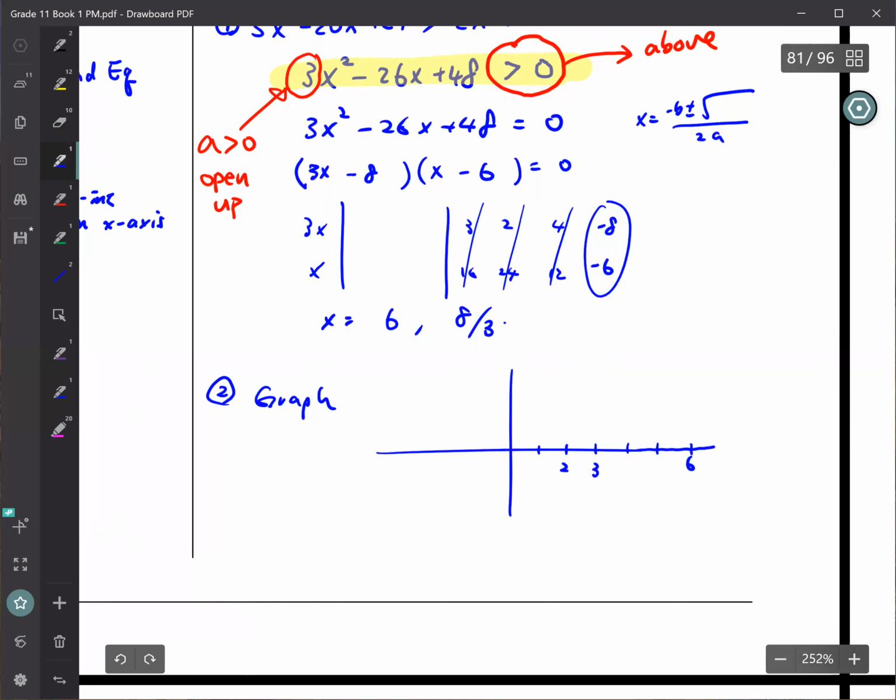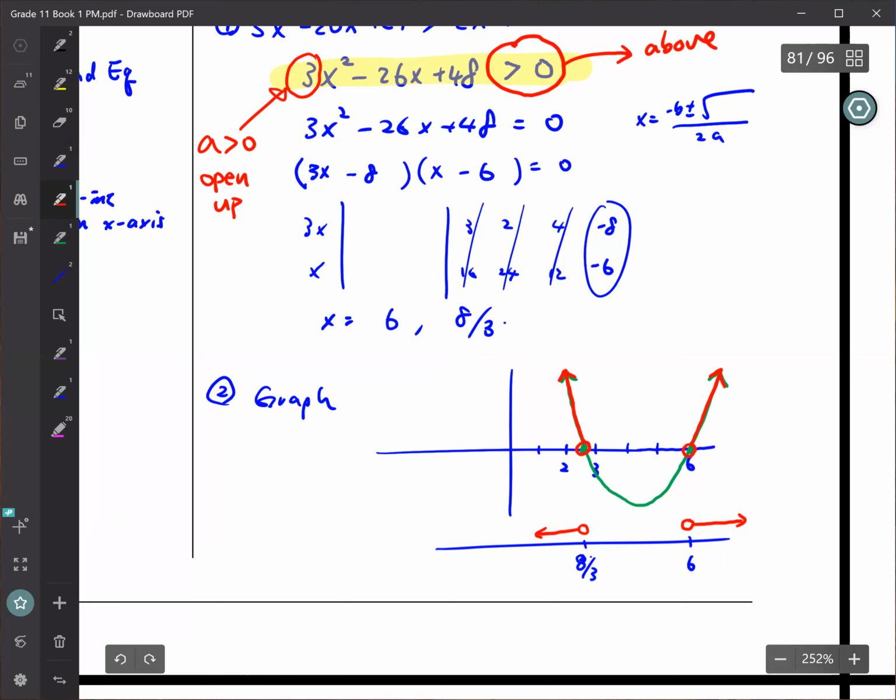So the green should be your first part, right? 2 and 2/3, and 6. The red is your final answer, okay? I'll draw again. So above is here, and not including the x-intercept. So on the number line, 8/3 is here, 6 is here. So the answer is to the right side of 6, to the left side of 8/3.